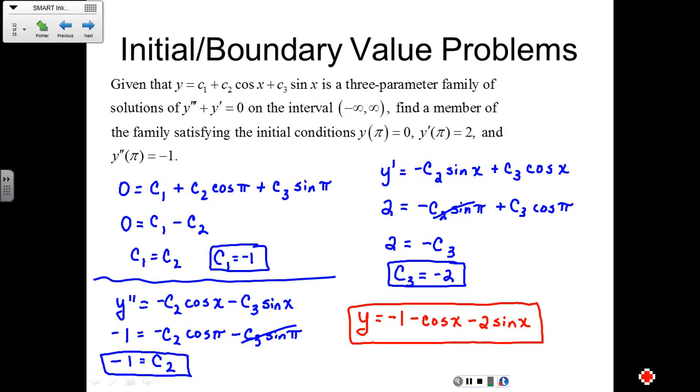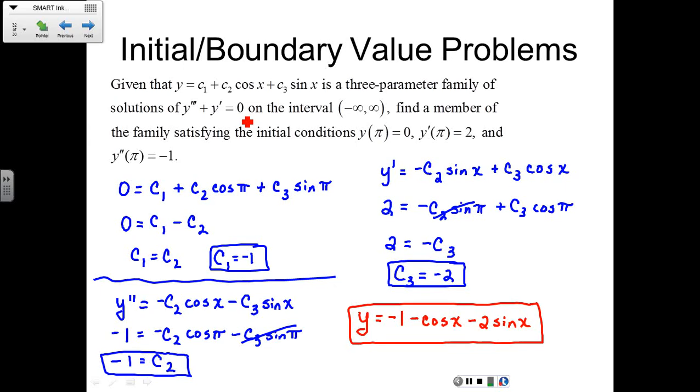Now you do realize if I were to take y triple prime of this and add it to y prime of this, then I should get 0. Even with the constants in there, it shouldn't matter. It still should give me 0.